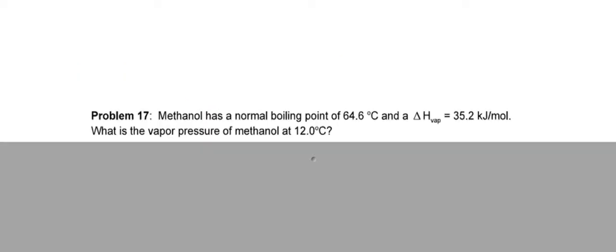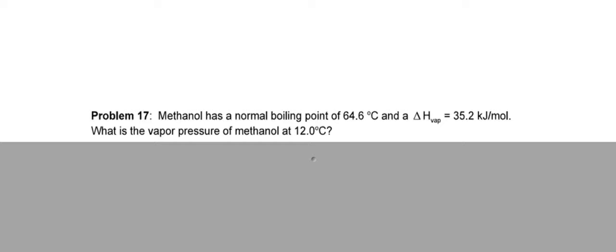So problem 17 says methanol has a normal boiling point. What does that word normal mean? Go back a couple pages and see what the word normal means, okay? Do that right now. All right, did you all find it? So hopefully you found that normal means 1 atm. Write that down, all right? 1 atm. So the normal boiling point at 1 atm is 64.6 degrees Celsius and has a heat of vaporization of 35.2 kilojoules per mole.